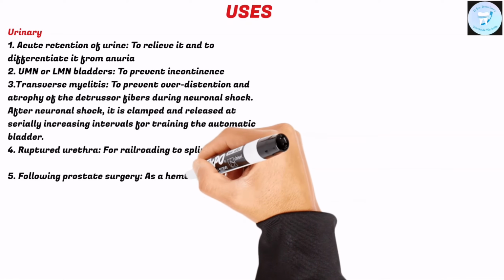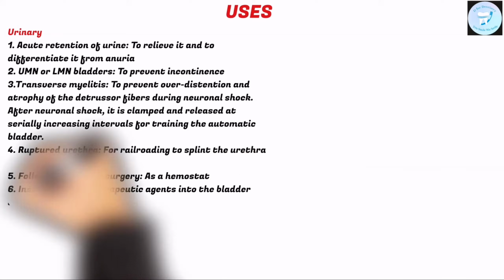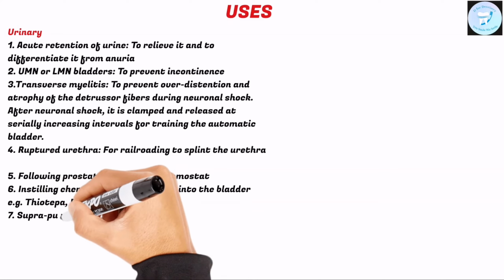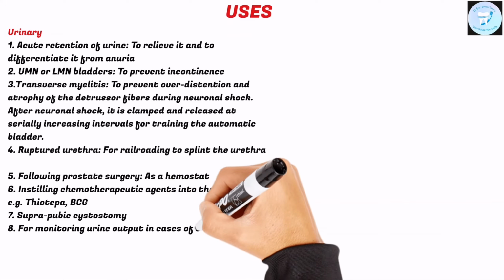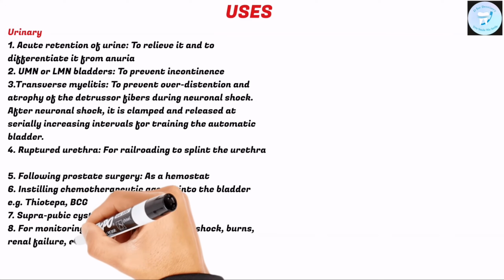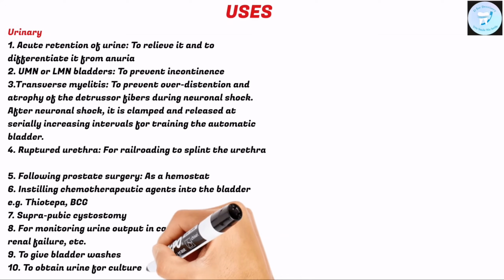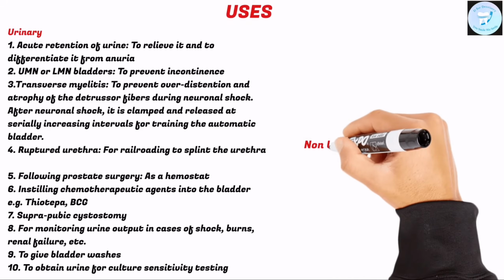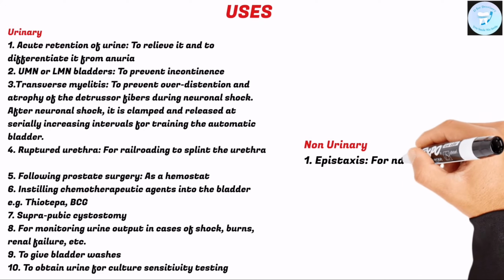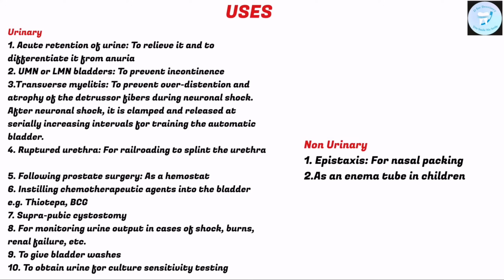Fifth, following prostate surgery as a hemostat. Sixth, instilling chemotherapeutic agents into the bladder, for example Thiotepa, BCG. 7th, suprapubic cystostomy. 8th, for monitoring urine output in case of shock, burns, renal failure, etc. 9th, to give bladder washes. 10th, to obtain urine for culture sensitivity testing. Now, non-urine uses. First, epistaxis, for nasal packing. Second, as an enema tube in children.